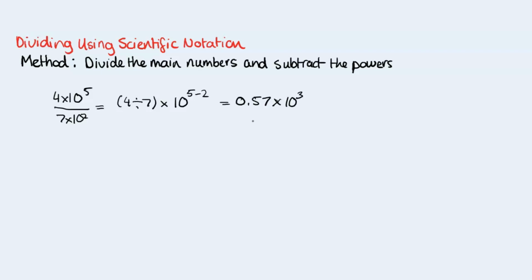Now, this isn't the correct form because we want a whole or decimal number between 1 and 9, okay? So we have to convert this, just like we had to convert the previous question. So this will be 5.7. Now we have to convert the power, so it'll be 5.7 times 10 to the power of 2. And that's the final answer.